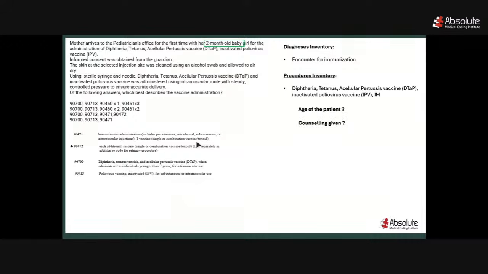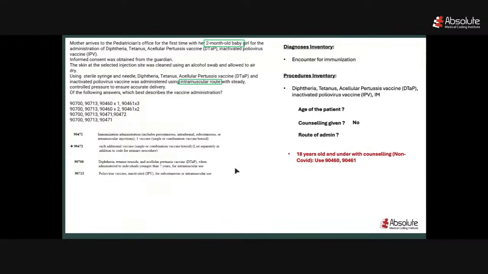How about the counseling? Was a vaccine counseling given to the patient? No, right? There is no clear documentation that a vaccine counseling was given. And if it's not documented, it is not done, so we should not assume anything. And how about the route of administration? It's an intramuscular route. Yes, both injections were given intramuscularly.